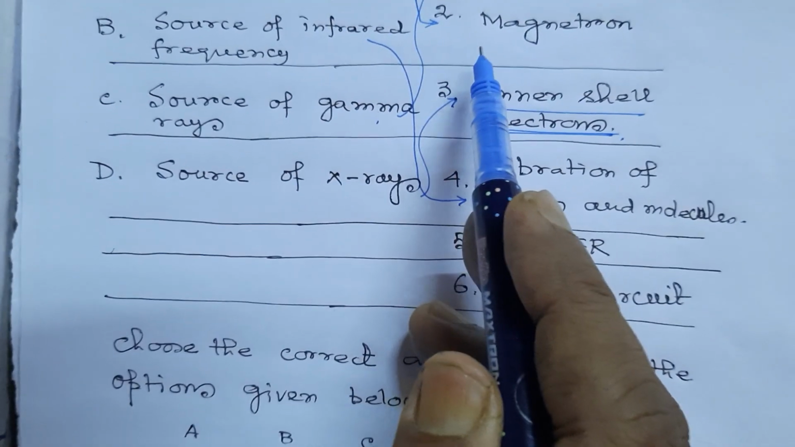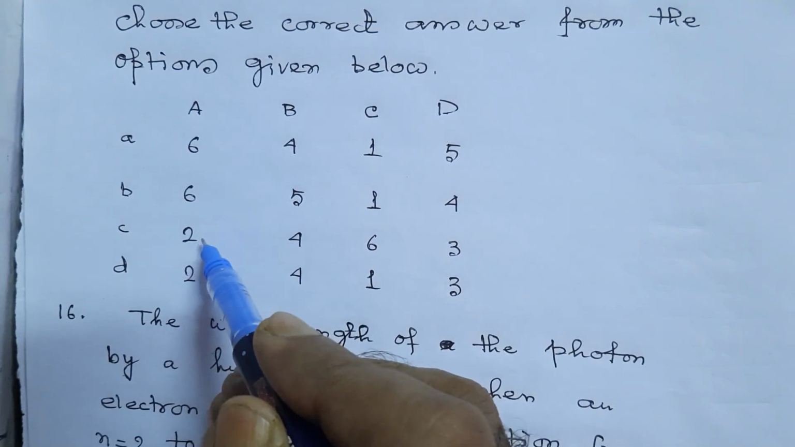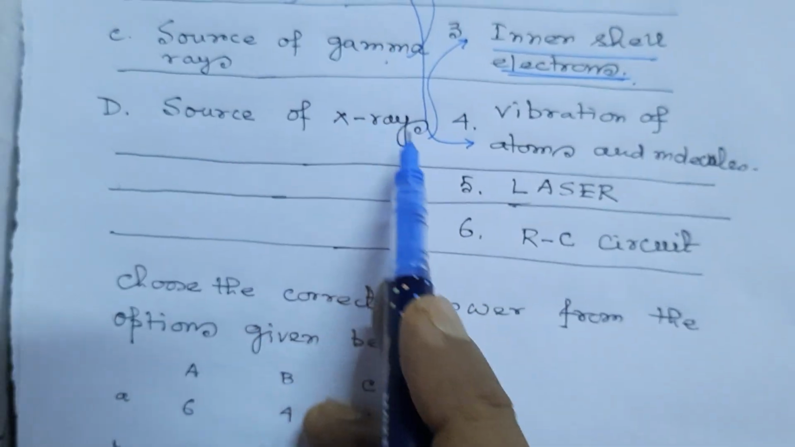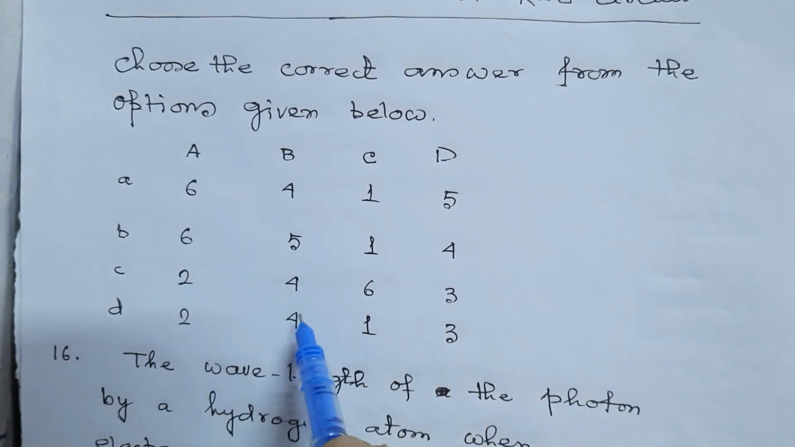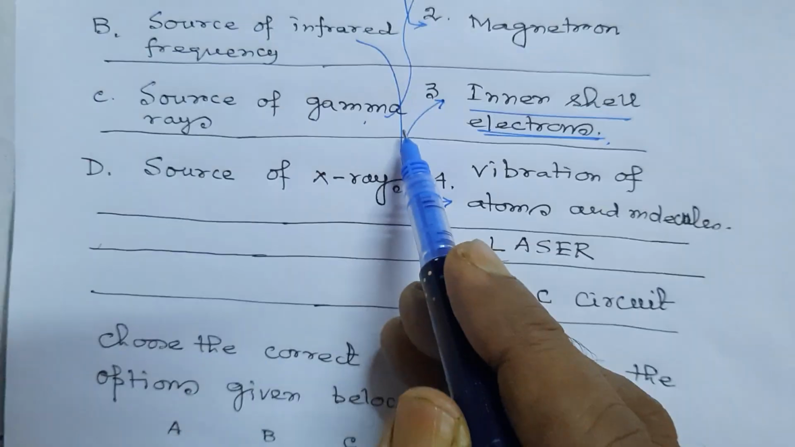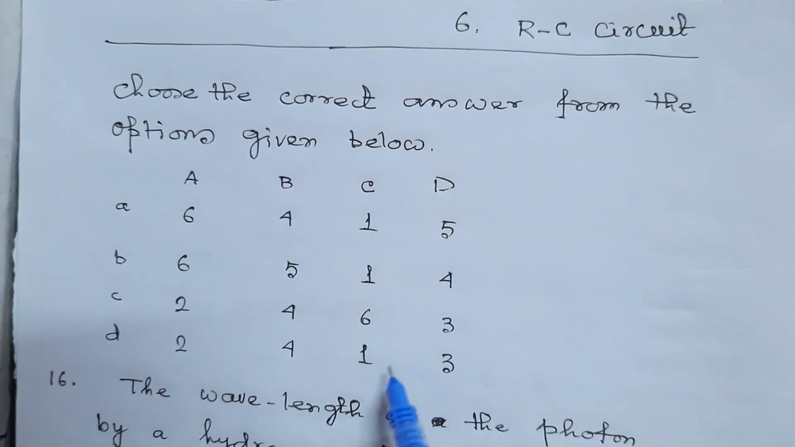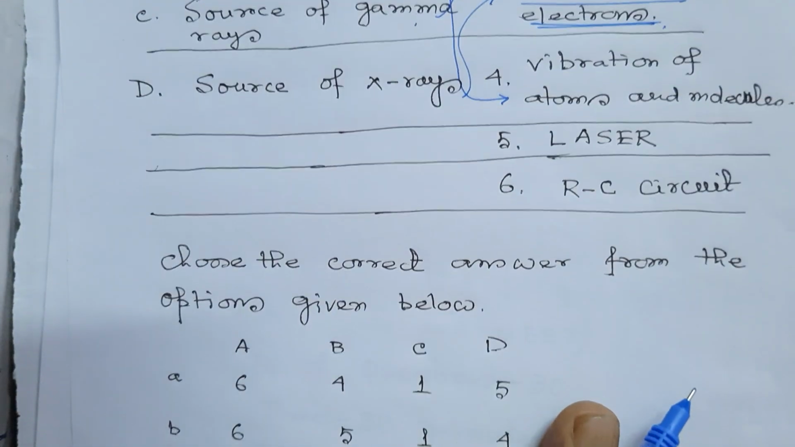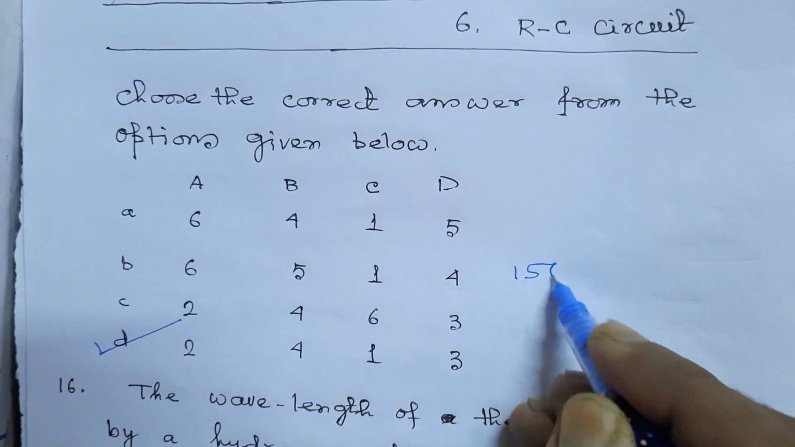A is 2, so we find A is 2 in two options, C or D. Next, B is 4, so we see B is 4 in either C or D. C is 1, that is radioactive decay. C is 1, so D is our correct answer. So the correct option to question number 15 is D.